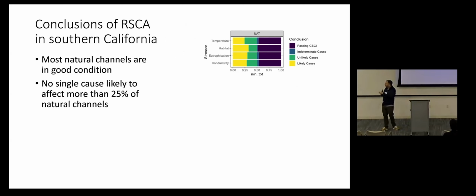And so basically, we've now been able to start to draw conclusions based on this sort of large-scale causal assessment. I'm just going to walk you through some examples looking at natural channels first. Now, we find that about half of our natural channels are in good condition. That's that purple block on the right, saying passing CSCI. So you don't really need to do any causal assessment. There are no problems there. And of the remaining sites, you find evidence supporting one of those stressors at about 25% total. So there isn't one stressor that's really sticking out as being the major problem at these natural channels.